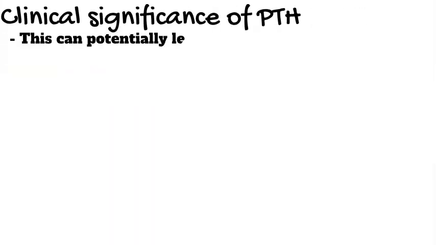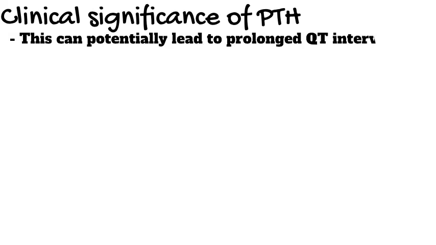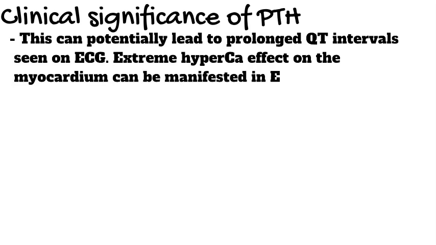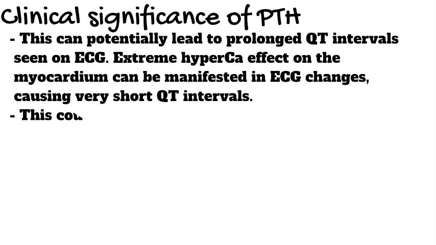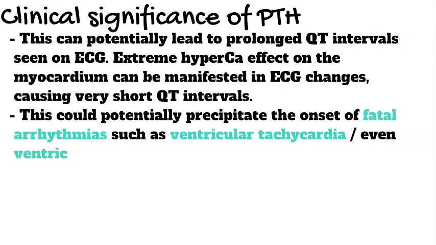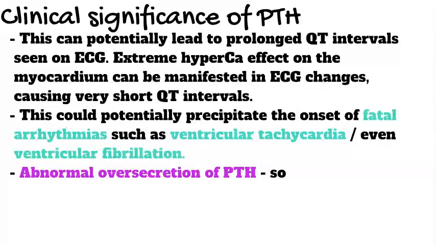This can potentially lead to prolonged QT intervals seen on ECG. The effect of extreme hypercalcemia on the myocardium can be manifested in ECG changes, causing very short QT intervals. This could potentially precipitate the onset of fatal arrhythmias such as ventricular tachycardia or even ventricular fibrillation.